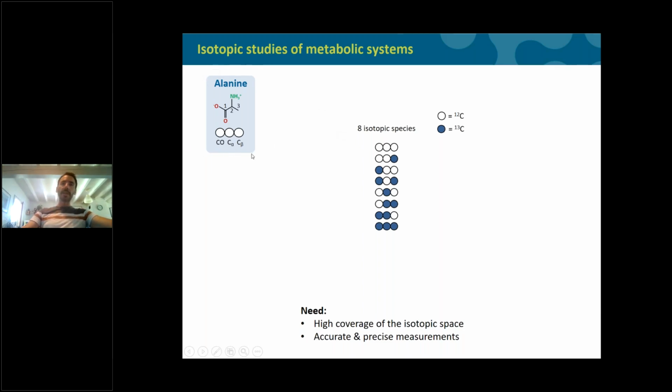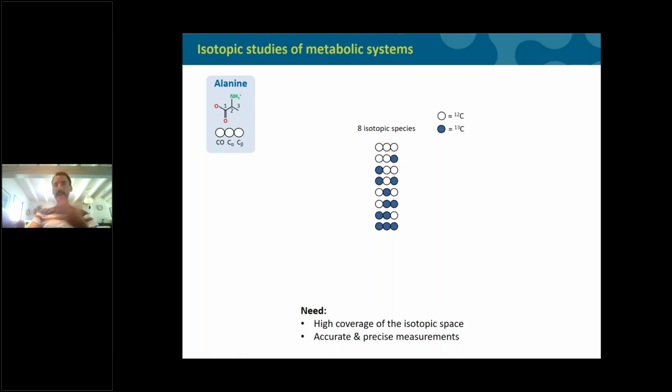I will take in most of this presentation the example of amino acids and mainly alanine. So alanine is a C3 compound. For a compound which has n carbon atoms, we have 2 power n isotopic species. So here we have 3 carbon atoms, so we have 8 isotopic species which exist. And what we need is high coverage of the isotopic space, that is a complete set of isotopic species. We need to be able to quantify ideally all of them accurately and precisely.